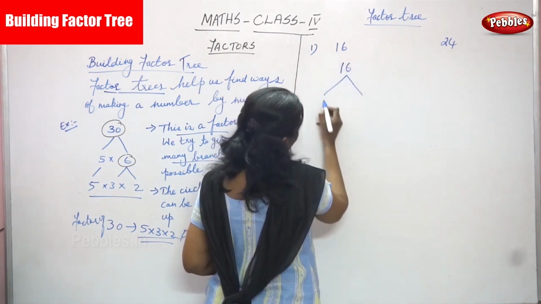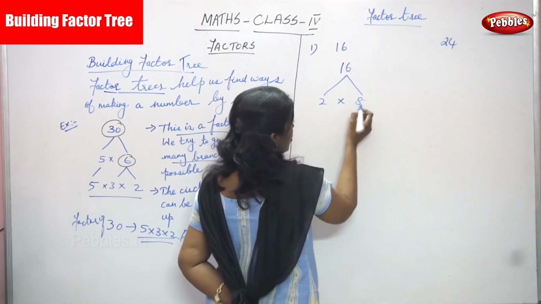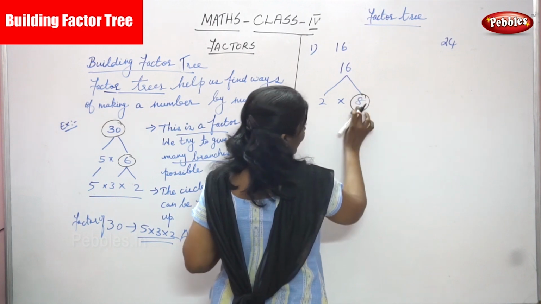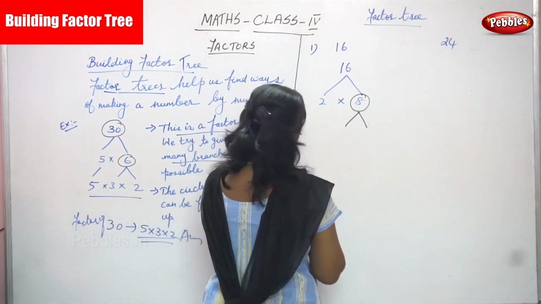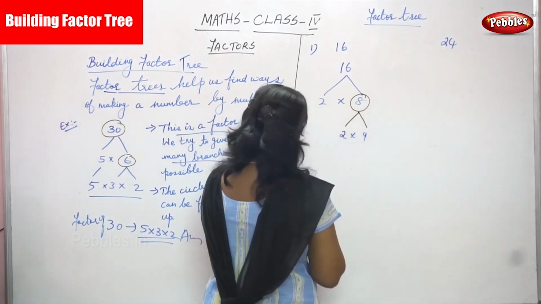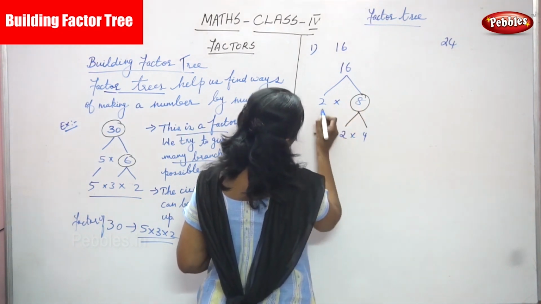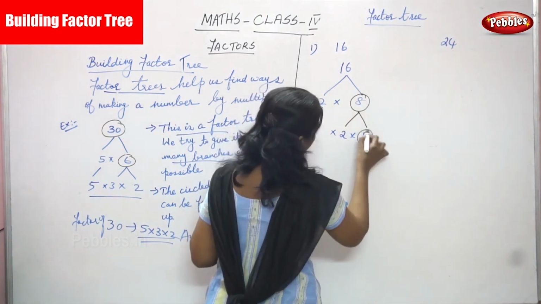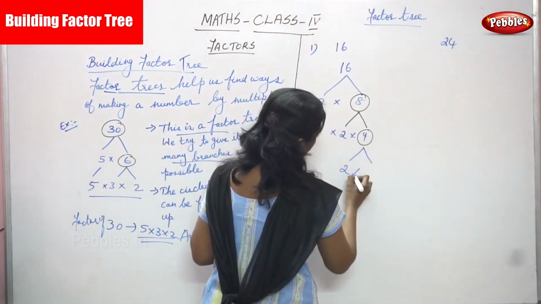So we have to draw the branch. 2 into 8 we can get 16. Now I'm going to circle it. That means I have to find the factor of 8. Again you will get 2 into 4. Now I am going to circle the 4. That means I am going to find the factor of 4, that means 2 into 2.